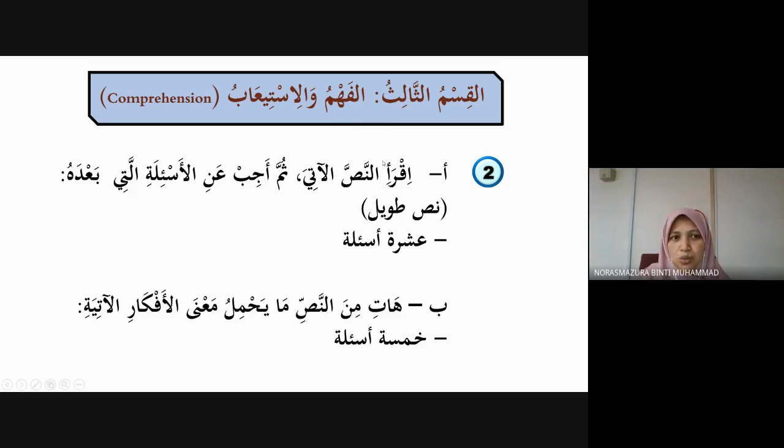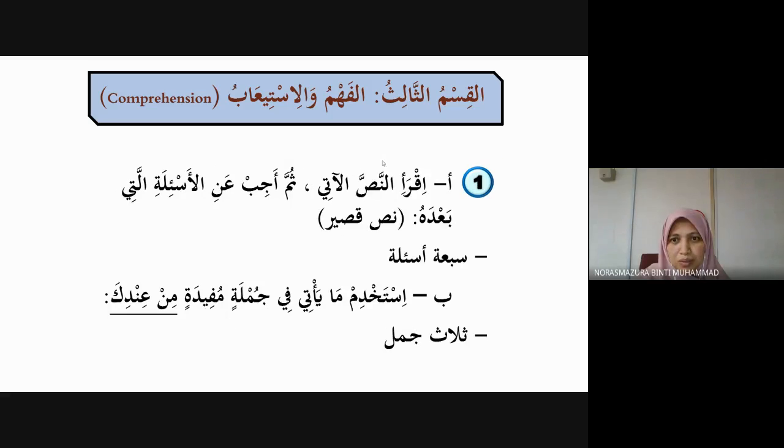Okay, part 3. Al-qismu salis, comprehension. You will be given two texts. The first one is a short text. There are 7 questions from this. The answer is also in the text. You can find the answer from the text.